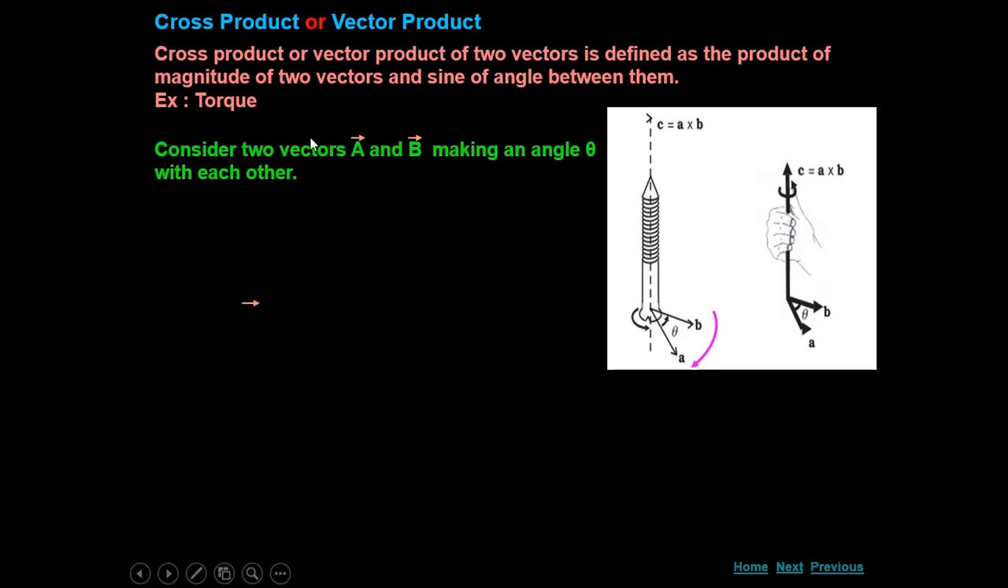Then what is the cross product of A and B? The cross product of A and B must be equal to the C vector. So what is the direction of the C vector?